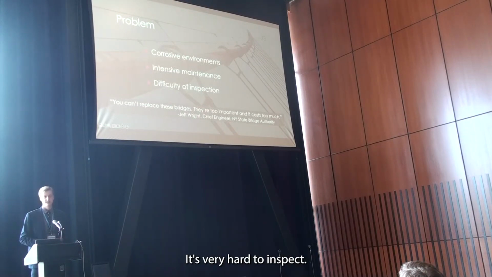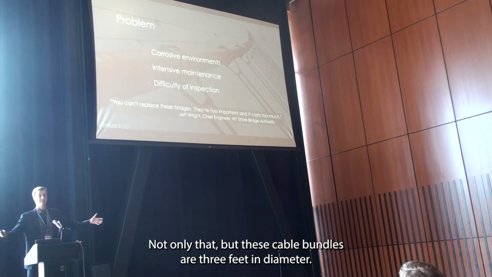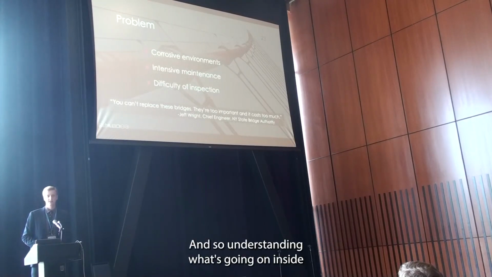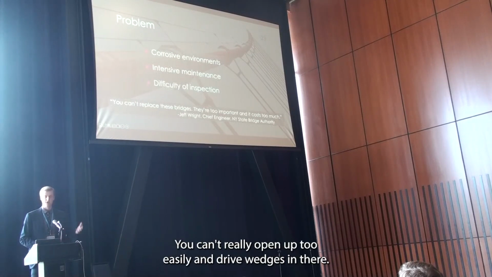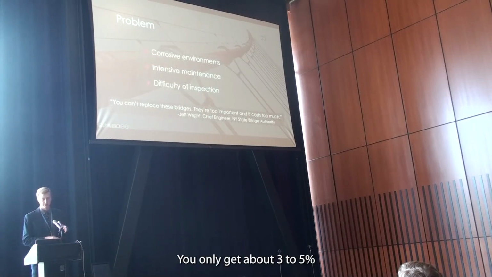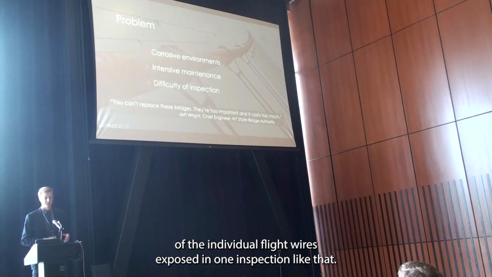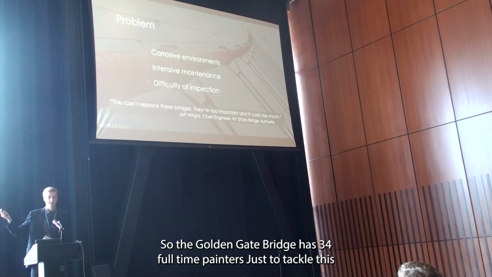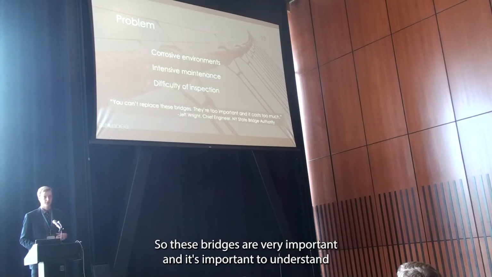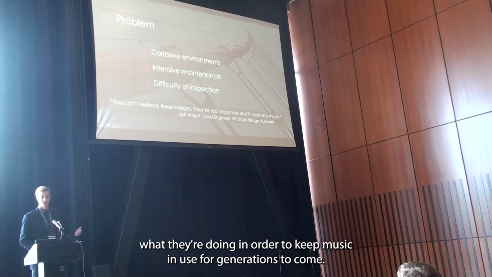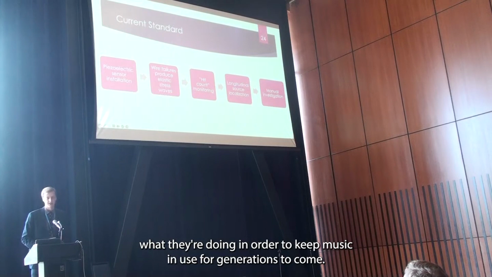It's very hard to inspect. Not only that, but these cable bundles are 3 feet in diameter. They have 27,000 strands in them. So understanding what's going on inside them is very hard to figure out via inspection. You can't really open it up too easily and drive wedges in there. You only get about 3 to 5% of the individual wires exposed in one inspection like that. So the Golden Gate Bridge has 34 full-time painters just to tackle this problem. Corrosion is a massive problem, and understanding it is a bigger one. These bridges are very important, and it's important to understand what they're doing in order to keep them in use for generations to come.